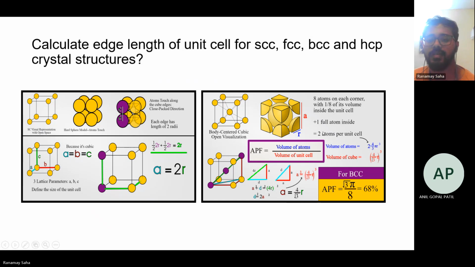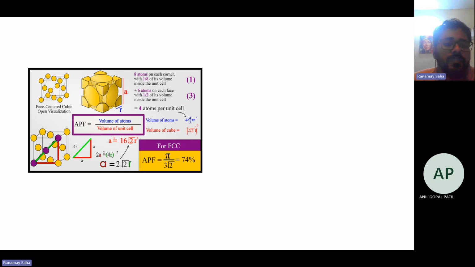Atoms per unit cell: we have calculated the effective number of atoms in BCC to be 2. You can find out the volume of atoms, volume of cube, and the ratio to be around 68%. Going ahead to calculate the same for face-centered crystals.